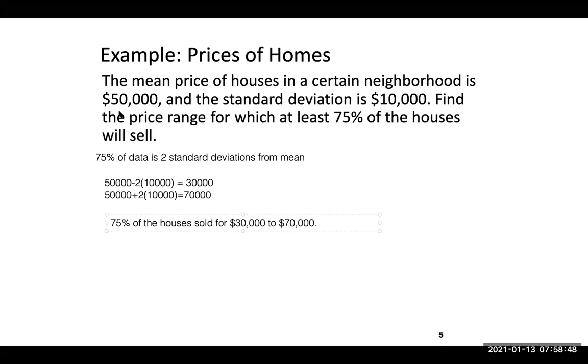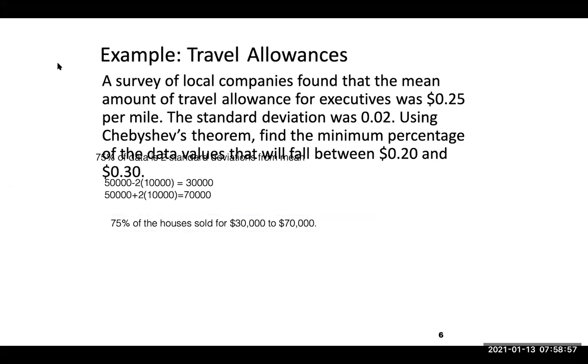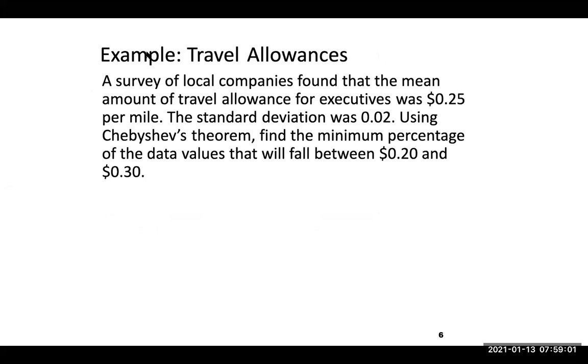So, like I said, we were able to get the price range for at least 75% of the houses sold. Let me clear these out. Okay, let's try a slightly different one.